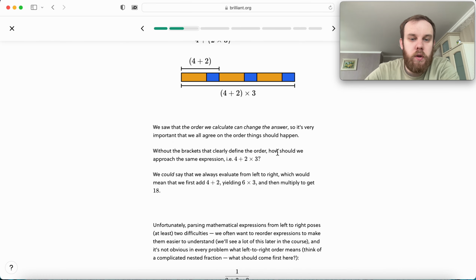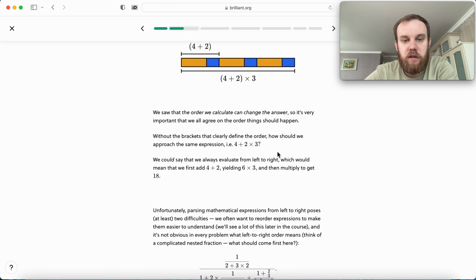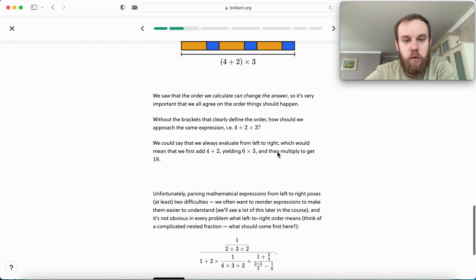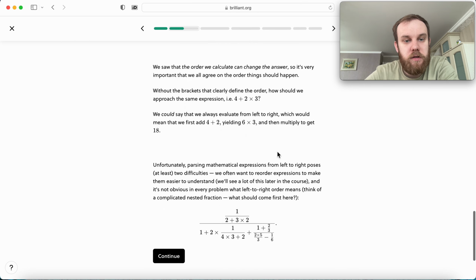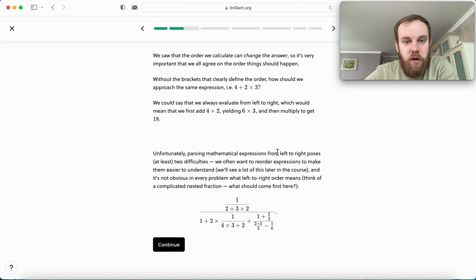Cool. So we saw that the order in which we calculate can change the answer, so it's very important that we all agree on the order in which things should happen. Yeah, it's true. Without the brackets that clearly define the order, how should we approach the same expression? We could say that we always go from left to right, which would mean that we first add 4 plus 2, yielding 6, and then multiply by 3 to get 18.